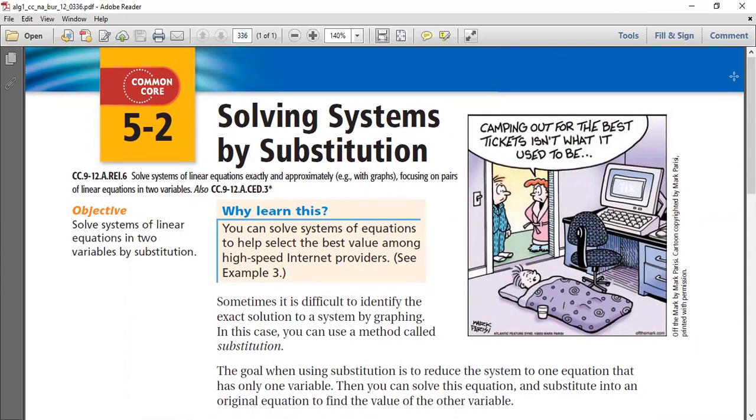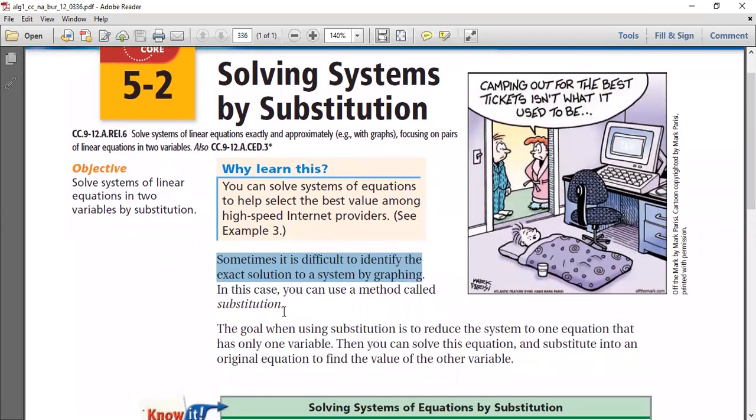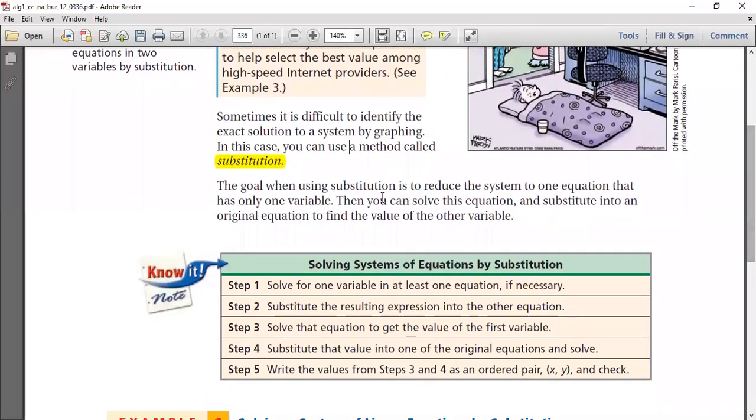Now, how are you going to solve these systems by using the substitution method? First, see here, sometimes it is difficult to identify the exact solution to a system by graphing. In this case, we use the method called substitution. Your words will be specified here: use the graphing method or use the substitution method. So when they say use substitution, there are some steps to be followed. Now, this is already in your textbook.